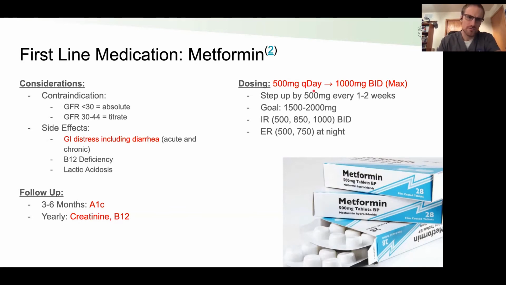The extended release form seems to have a little bit better adherence in regards to the side effects. And part of that is because you're getting it all in one dose. You're not having it repeated throughout the day. And then the other part is that you take it right before you go to bed. And so some of those side effects you don't experience because you're sleeping.